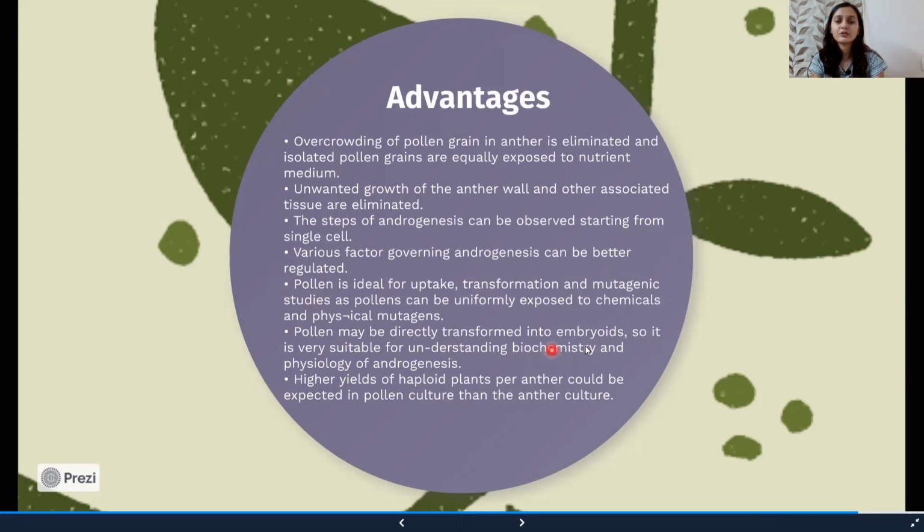Pollen may be directly transferred to embryoids, so it is very suitable for understanding the biochemistry and physiology of androgenesis. So this is an advantage. Another advantage is that a higher yield of haploid plants per anther could be expected in pollen culture than in anther culture. So the success ratio of pollen culture is higher than anther culture, which is mentioned here.